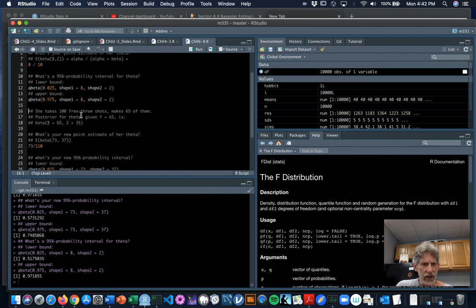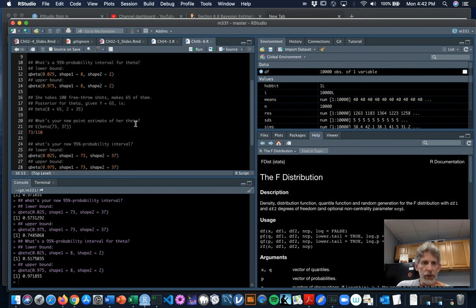But let's have her take 100 free throw shots and say she only makes 65 of them, 65%. A little bit below average for the population. What's your new best guess for her? Well, the posterior distribution for her, based on her data, is beta 8 plus 65, 2 plus 35, because she had 65 successes and 35 failures. So that's a beta 73, 37.